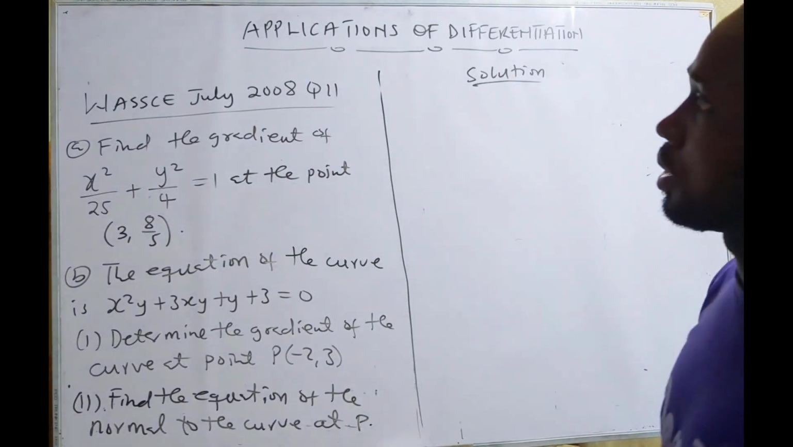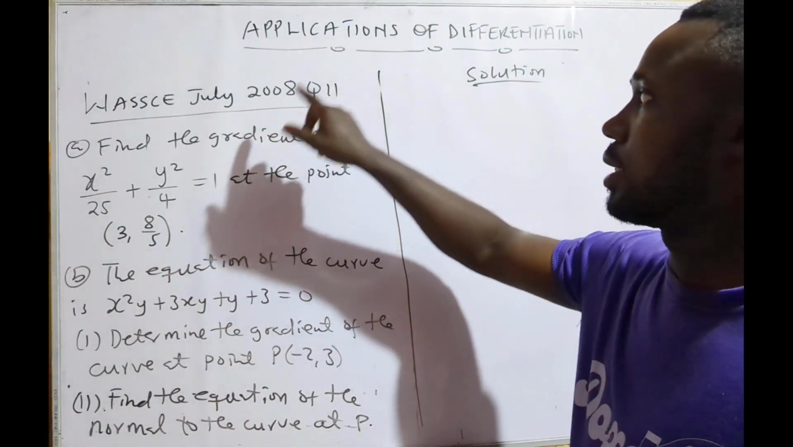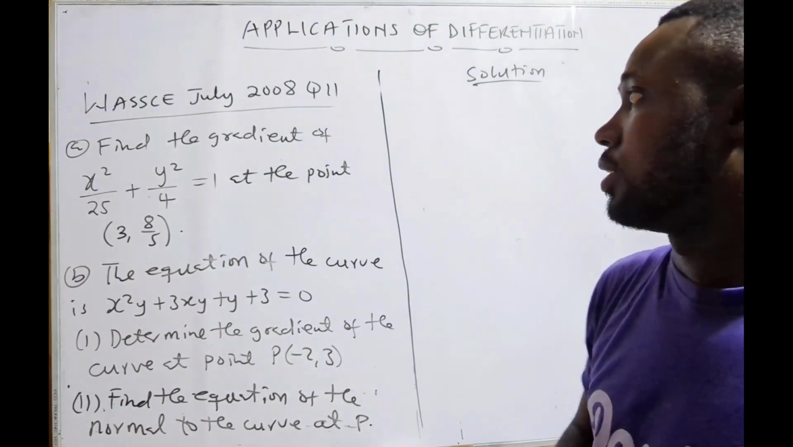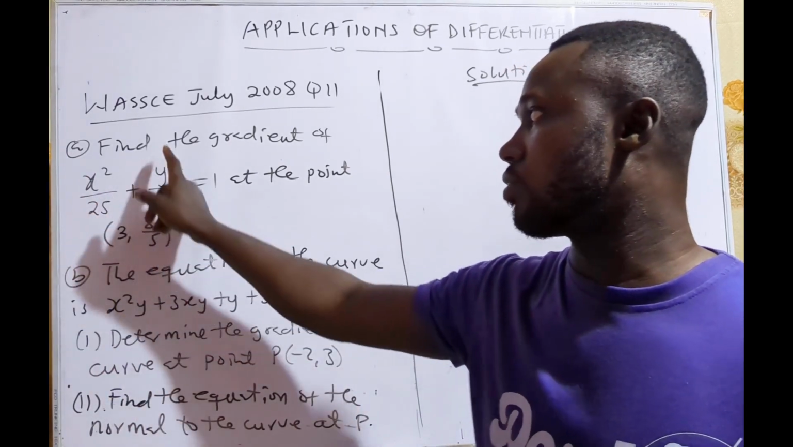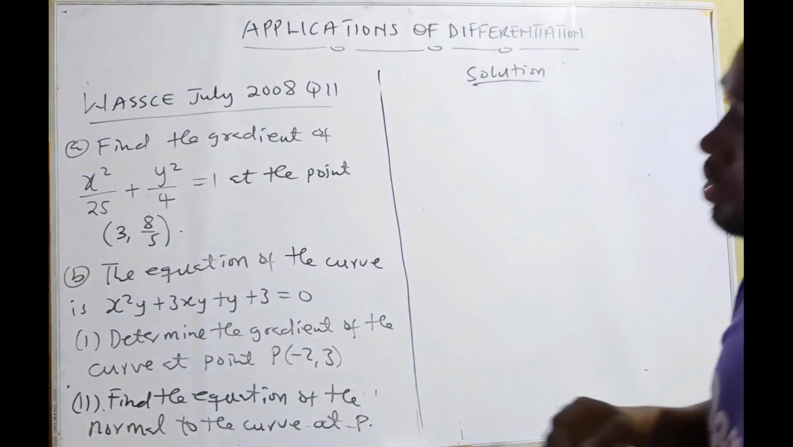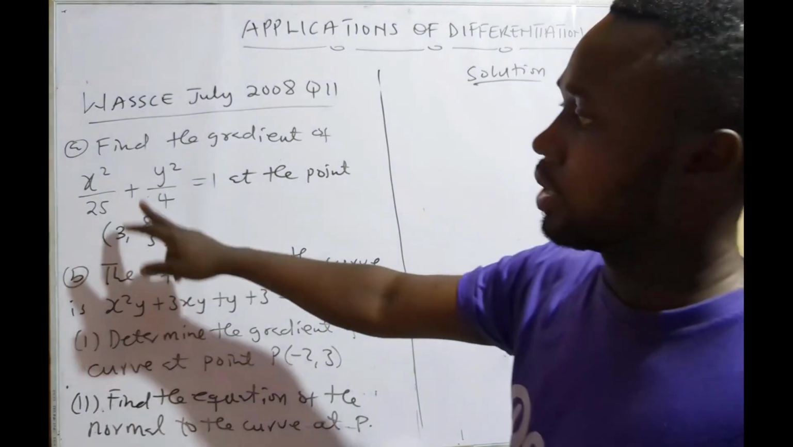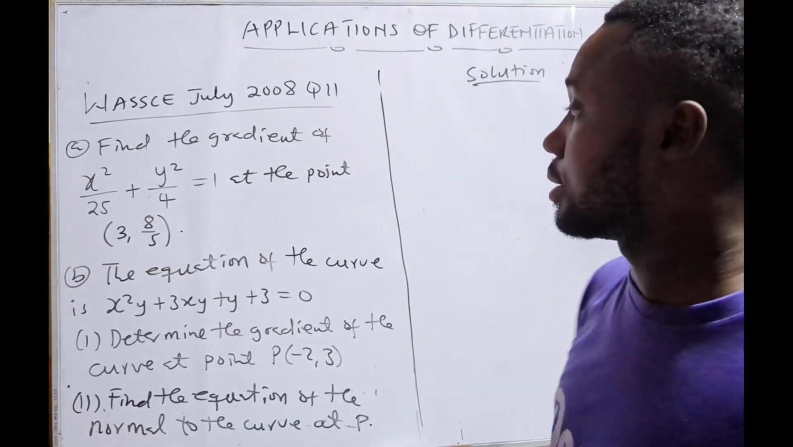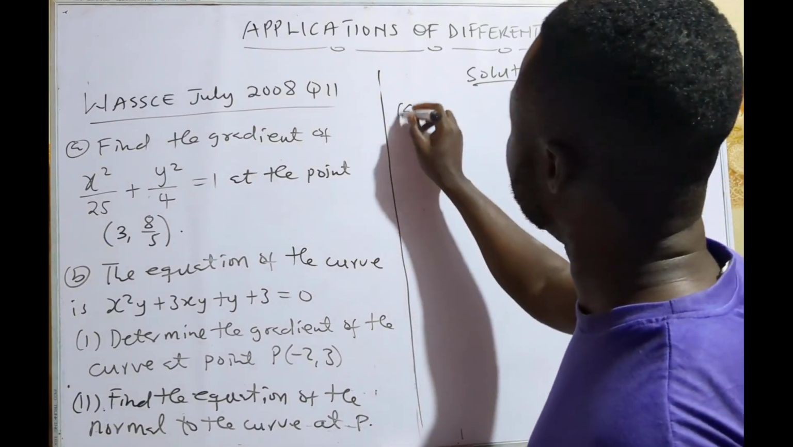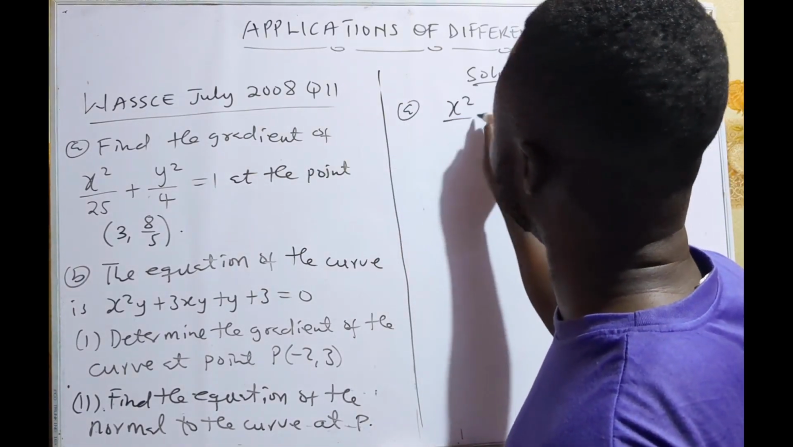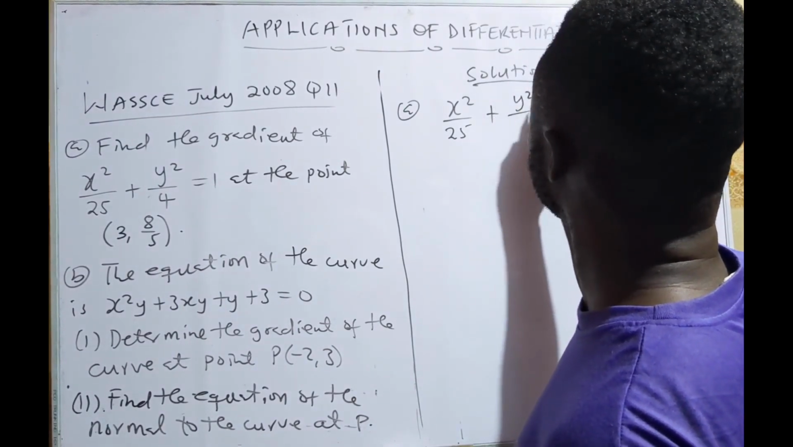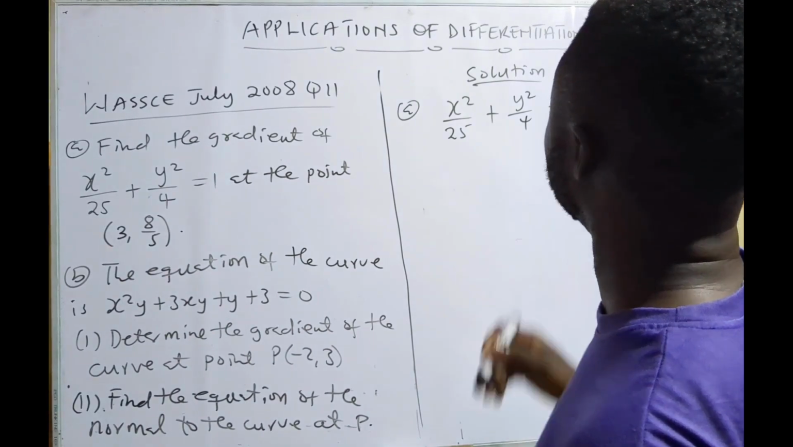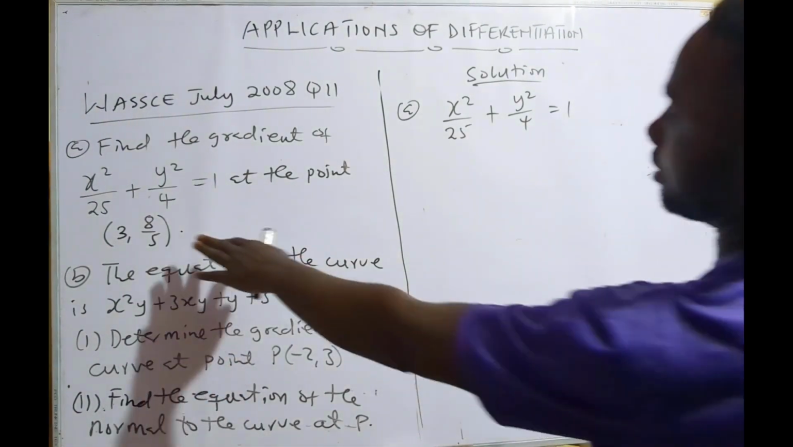Okay, let's look at this question. WASSCE July 2008, question 11. Find the gradient of x squared over 25 plus y squared over 4 equal to 1 at the point (3, 8/5). So A, we have x squared on 25 plus y squared on 4 equal to 1. Find the gradient at this particular point.